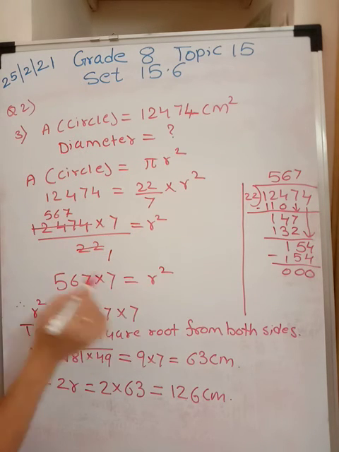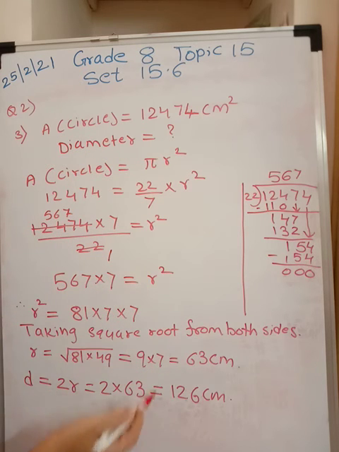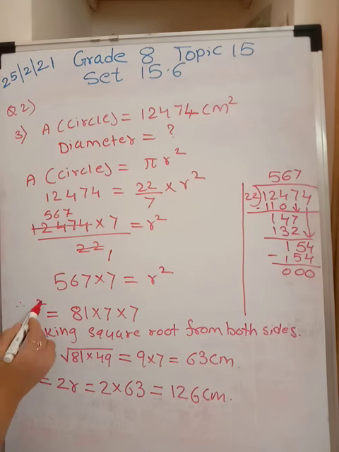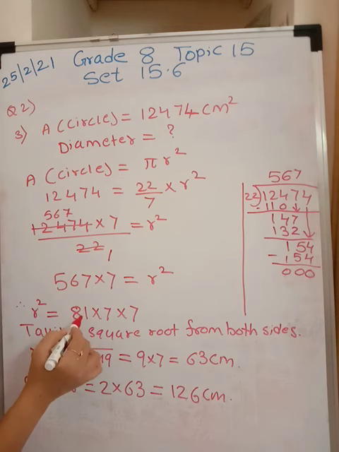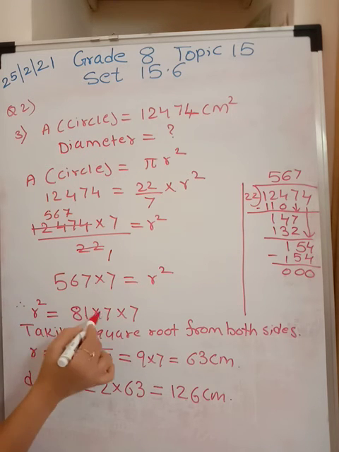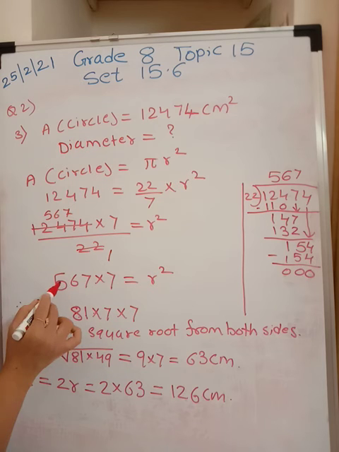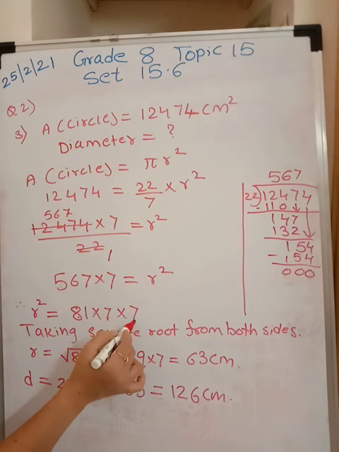Now r square will be what? 567 into 7. Now instead of multiplying this and again finding out the square root, there is another simple way. See now what I am doing. I got r square. This number I am splitting as, see 7 8s are 56 and 7 1s are 7. So this can be written as 7 into 81. 567 is 81 into 7 and this 7 as it is over here.